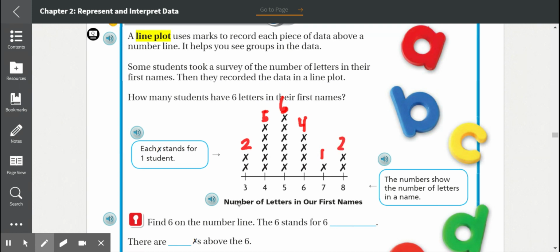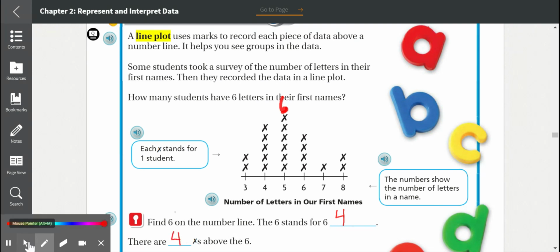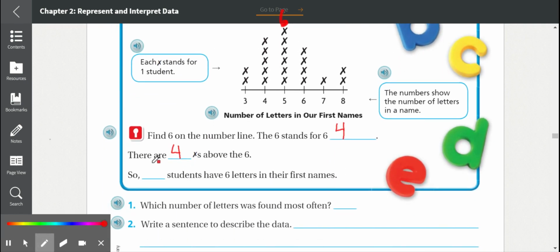Find 6 on the number line, because we want to know how many have 6 letters in their first name. So we go and find 6 letters, and there's 1, 2, 3, 4. There are 4 X's above the 6. So 4 students have 6 letters in their first name.